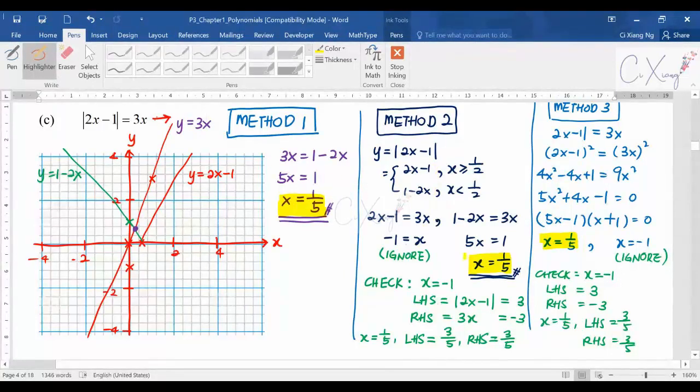Method number 2 is actually not very hard also. The only harder part is checking. And for method number 3, when you square both sides, you can also get 2 answers, and then you still need to continue with checking. So only method number 1 has no need to check.